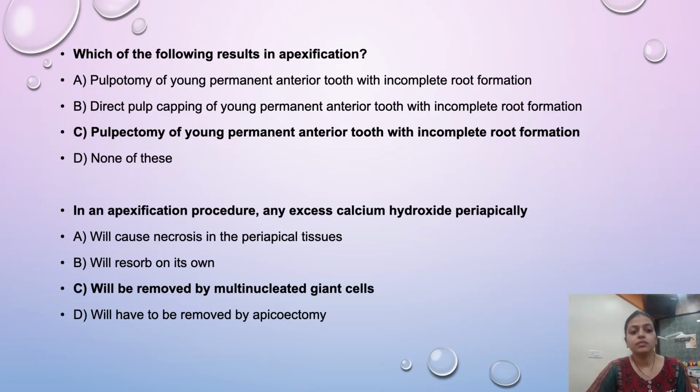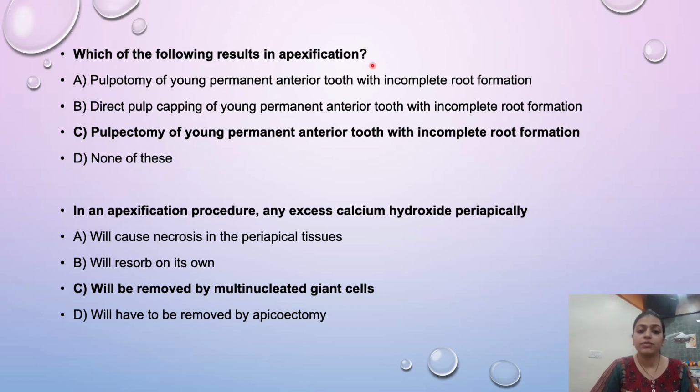Now let's quickly see some of the questions. Very basic questions are usually asked from this topic. This is one question: which of the following results in apexification? A. Pulpotomy of young permanent anterior teeth with incomplete root formation. B. Direct pulp capping of young permanent anterior tooth with incomplete root formation. C. Pulpectomy of young permanent anterior tooth with incomplete root formation.